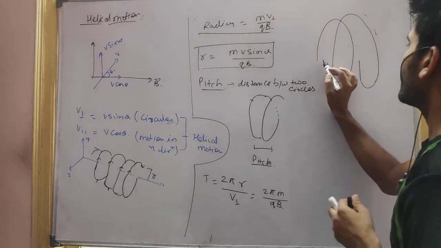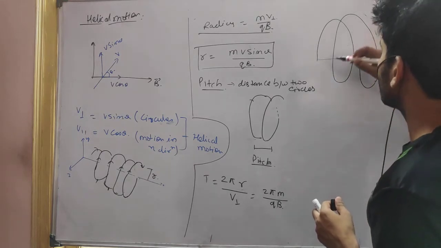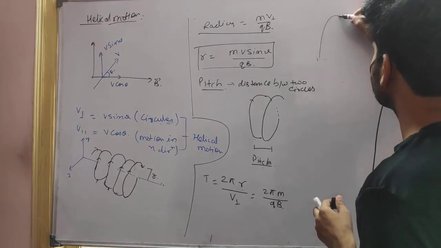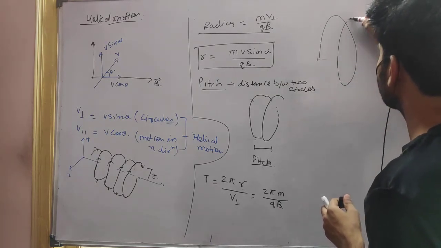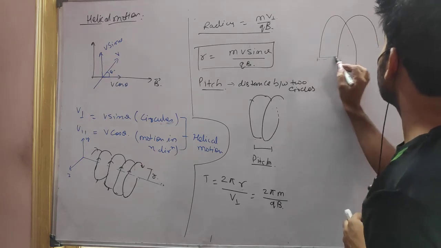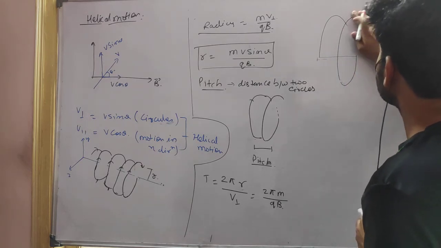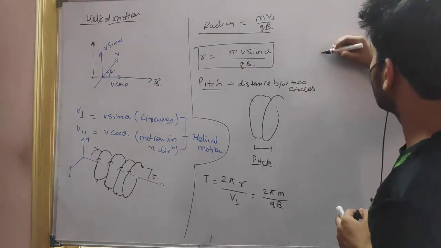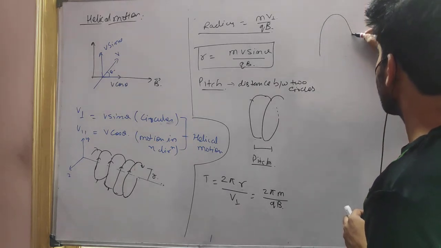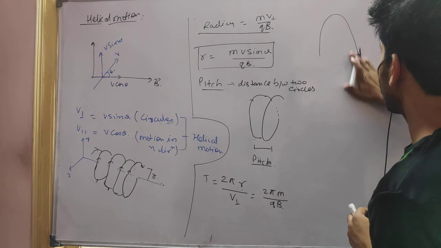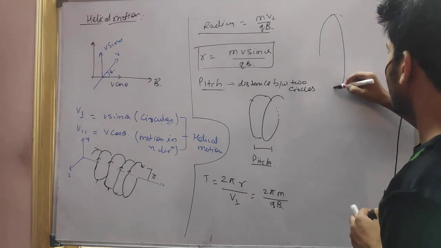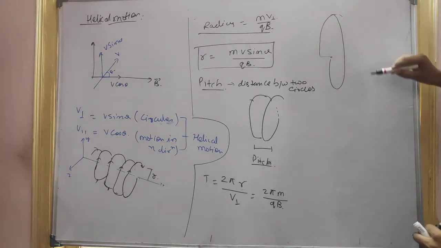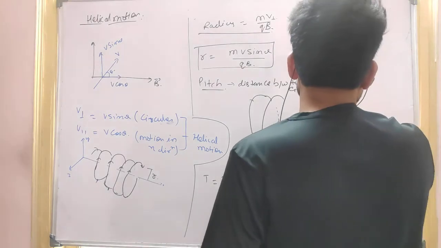Like this. So it is covering one circle like this. Sorry, one circle will be like this. Like this, one circle will be there here. One second. So it moved this much. See, it is moving like this. Okay, so it is covering one pitch.